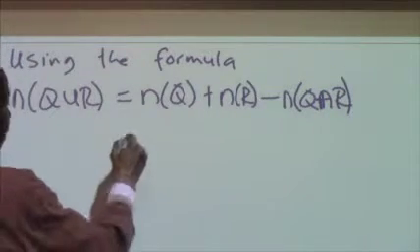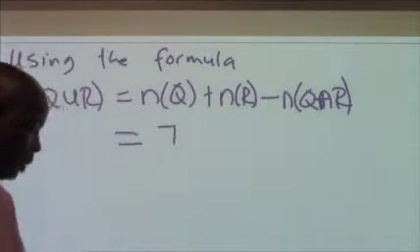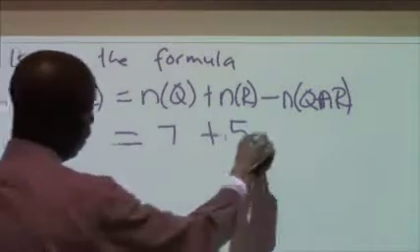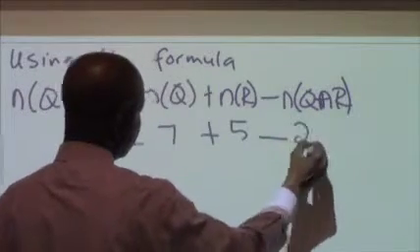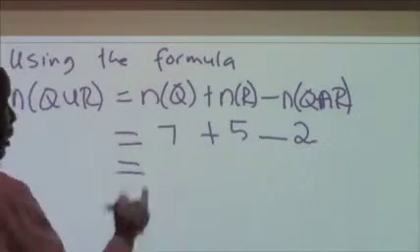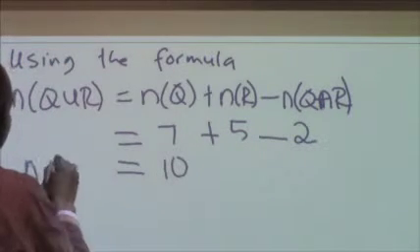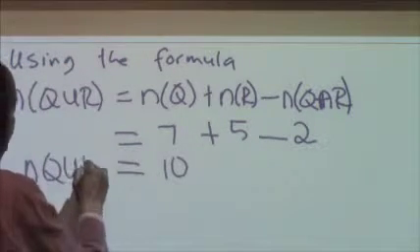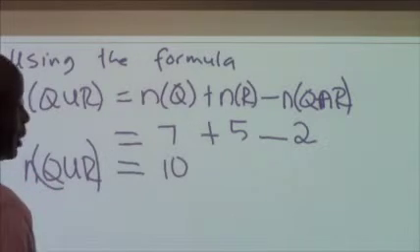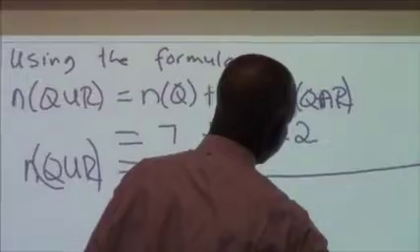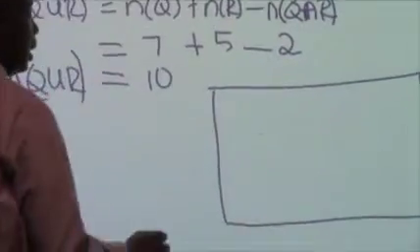So let's go back to what we had. The number of elements in Q was 7, the number of elements in R was 5, and the number of elements in Q intersect R was 2. When we perform this, 7 plus 5 is 12, minus 2 is 10. So the number of elements in Q union R is actually 10. Now, let's take another approach. In this approach, you read it as you see it.